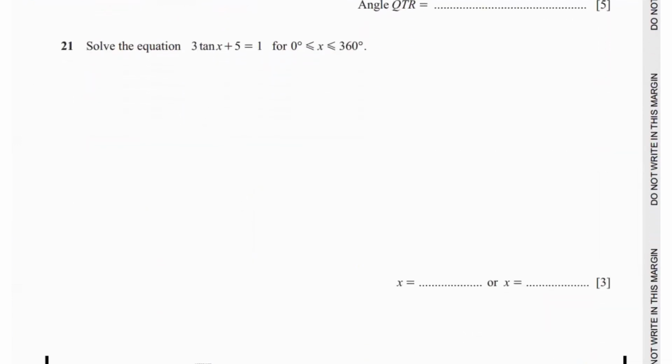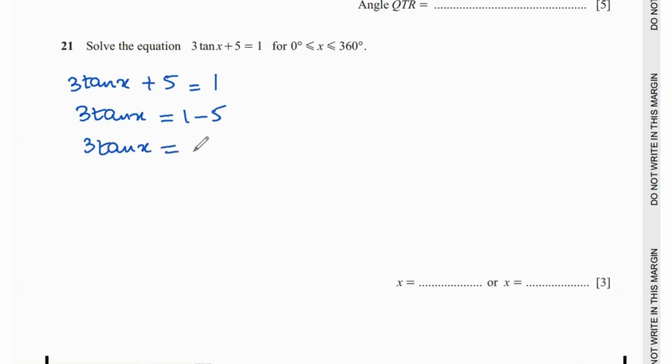Question 21 says solve the equation 3 tan x plus 5 equals 1 for x between 0 and 360. So in order to solve this question, we're going to find the value of x. To find the value of x, I'm going to first move 5 to the other side. So 3 tan x equals 1 minus 5, which is equal to negative 4. Then tan x is going to be negative 4 divided by 3.